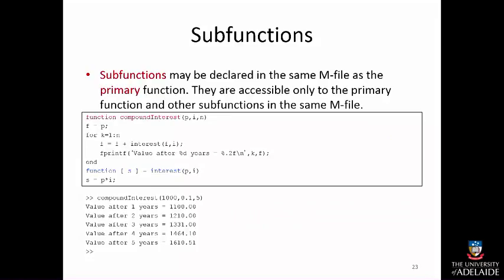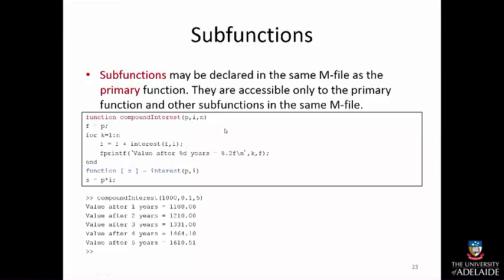In the beginning, I told you that there are two kinds of functions, primary and the sub-functions. So sub-functions may be declared in the same M files as the primary function, but they are accessible only to the primary function and other sub-functions in the same file. So what you cannot do is, you saw that you can call a function on the command prompt. You can also use a script and call your function like we did with mstats. But if you have another function in that file, then you cannot call that function, right? And that function is to be used by other functions in that file, okay?